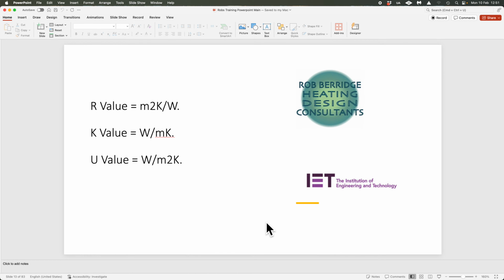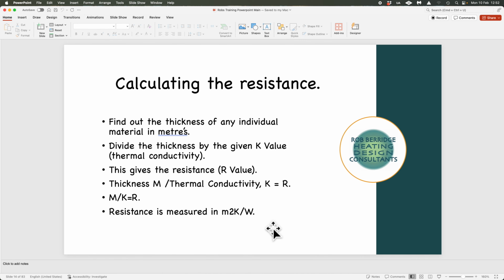So just a little reminder, this is what these values are measured in. The R value is measured in meter squared Kelvin per watt. The K value is measured in watts per meter Kelvin. And the U value is measured in watts per meter squared Kelvin. So this is where we now start to think about using calculators and getting our first calculation out of the way. To find the resistance of a building material, we start with the thermal conductivity value.